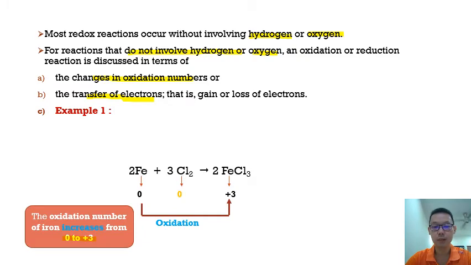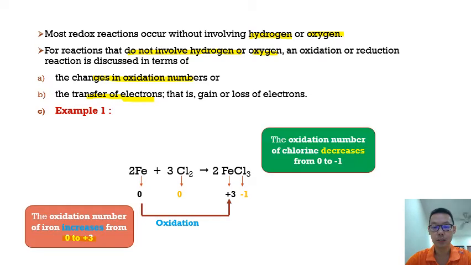On the other hand, the oxidation number of chlorine element is 0. At the end of the experiment, the oxidation number of chlorine elements decreases to negative 1. So, at the same time, the chlorine has undergone reduction. So this is an example of a redox reaction.